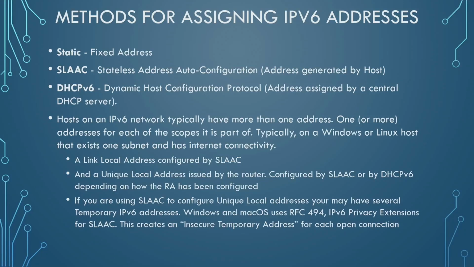Network addressing. So in IPv6, we've got three methods essentially of assigning IP addresses. The first, like IPv4, is static addressing. This is still a valid method within IPv6, but it's less commonly used because we've got better ways of doing it now. SLAAC, stateless address auto configuration.